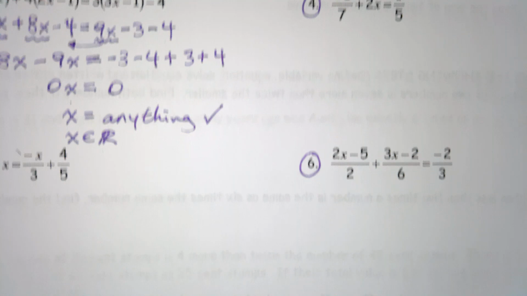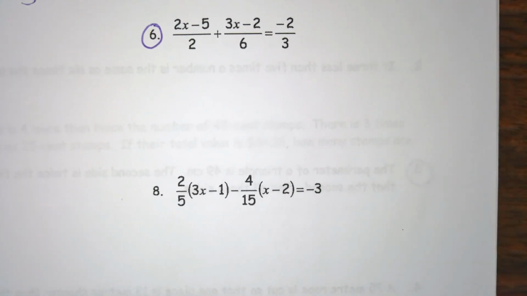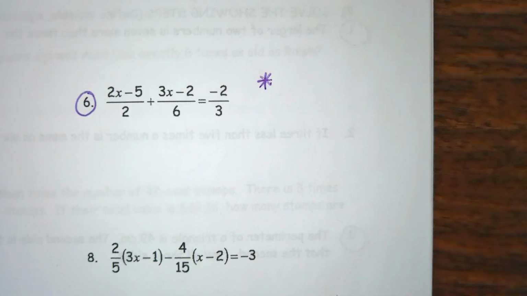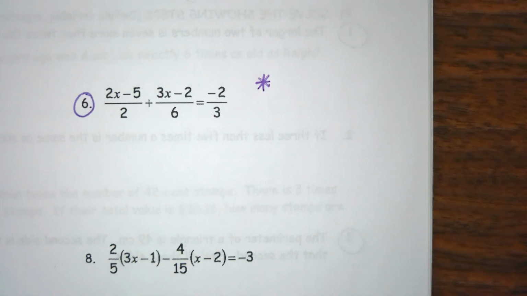Alright, let's try example 6 right here. Why does this question look ugly? Why does it look ugly, William? Fractions, right? And we hate fractions. I don't like fractions. So here's a trick. See, I love teaching shortcuts to you guys. Why do math the hard way when there's an easier way?